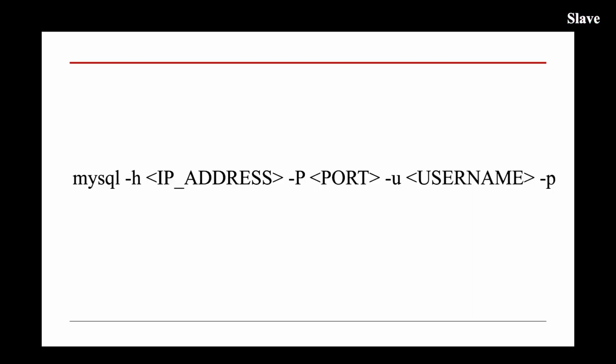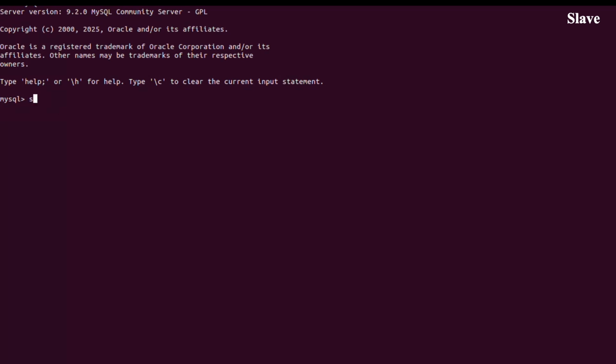Here, you'll need to enter the IP address of your master machine. I'm not typing my actual IP on the screen for privacy reasons, but you should replace it with your own master server's IP when you run the command. And perfect, as you can see, my slave machine successfully connected to the master MySQL server using the replication user.